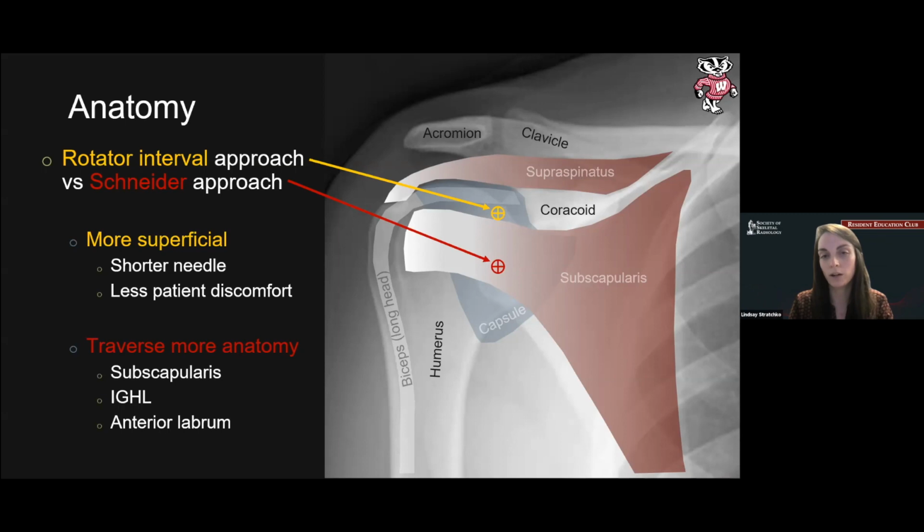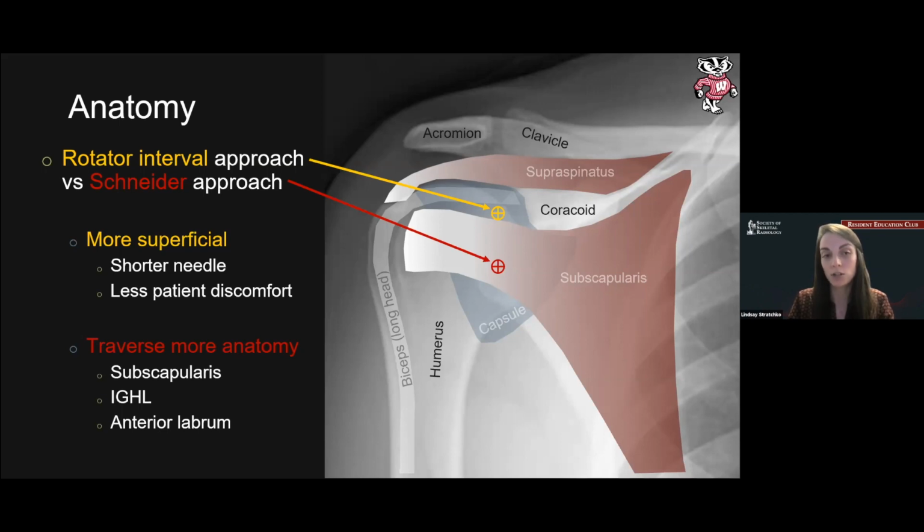Looking at the rotator interval approach, which is in yellow, you can see, because we have less anatomy to traverse, it's more superficial. So sometimes you can get away with a shorter needle, and often it results in more patient comfort because, again, you just have less anatomy that you're going through.